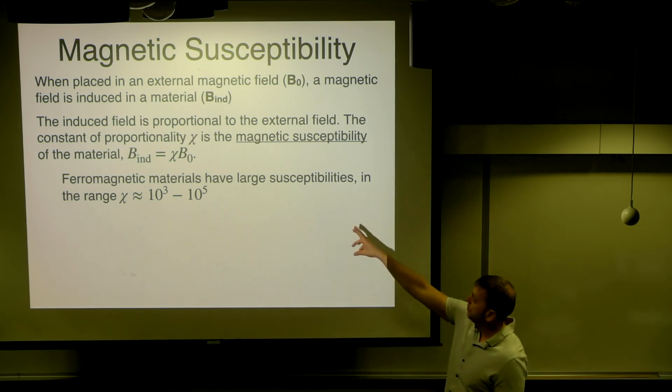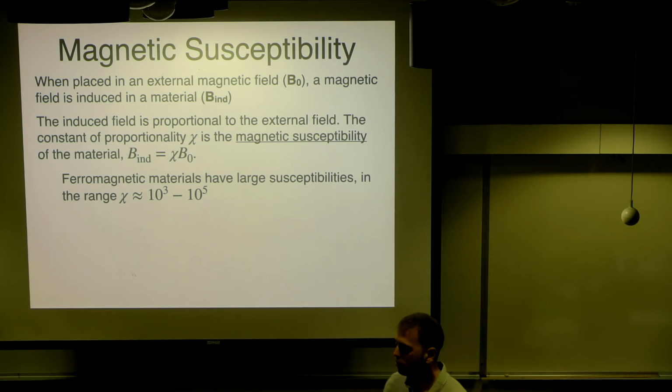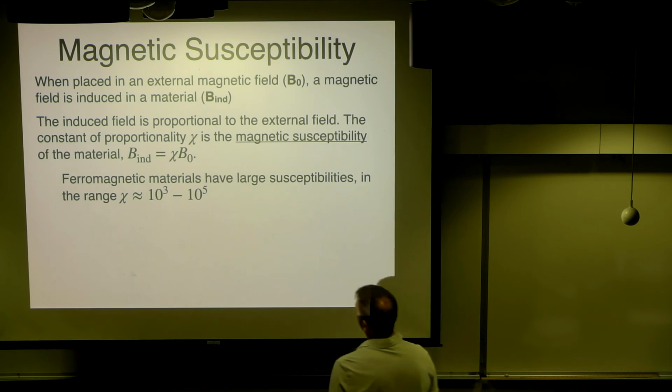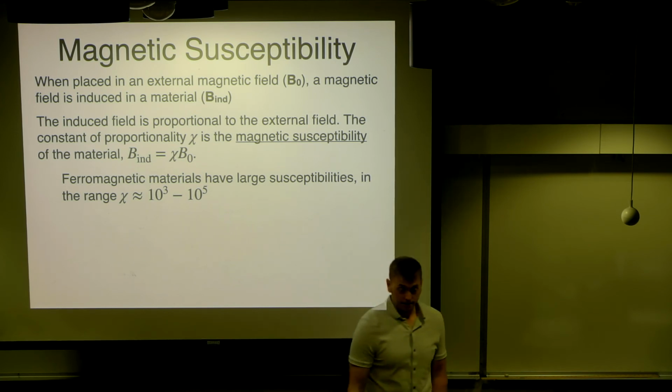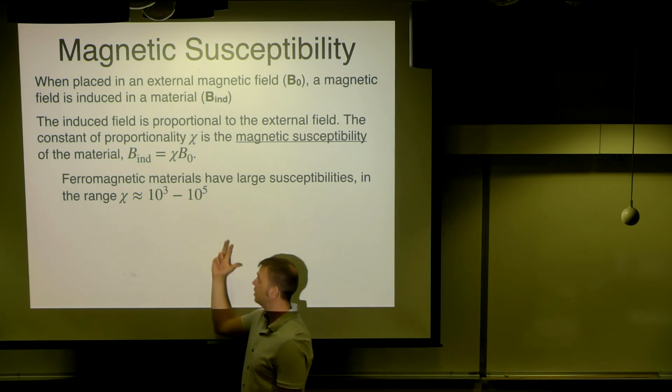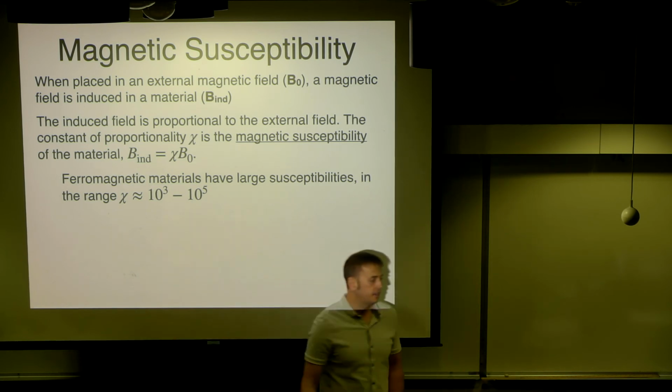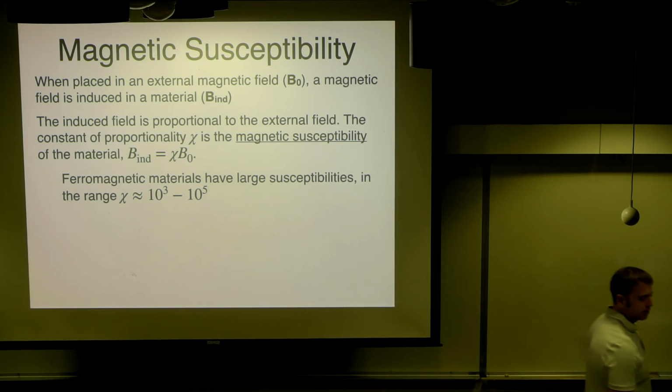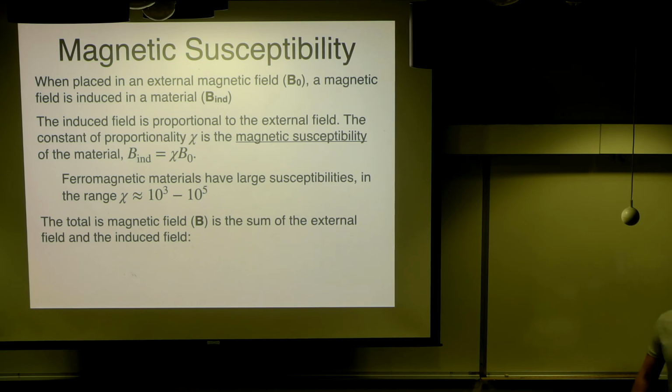So ferromagnetic materials are defined by their large magnetic susceptibilities. They're very susceptible to being magnetized, which means chi has very large values. It typically ranges anywhere between like 10 to the 3 and 10 to the 5, depending on the exact material that you're using. And of course, the total magnetic field is the sum of the two, right?